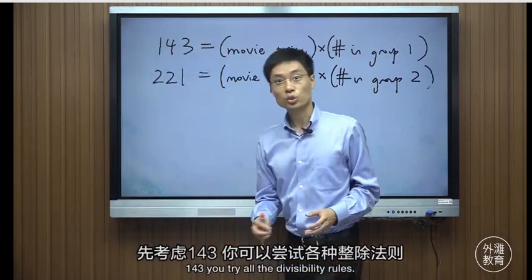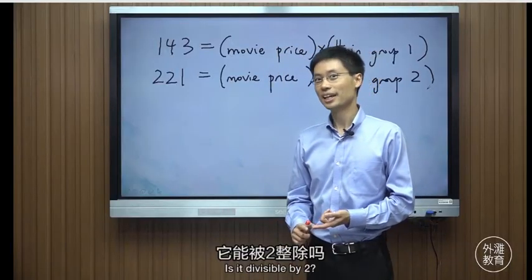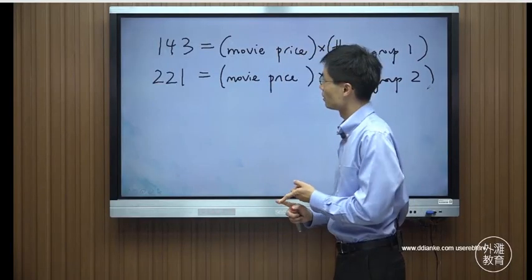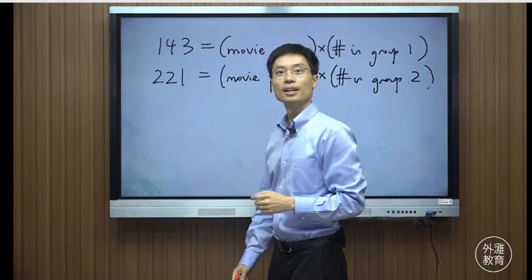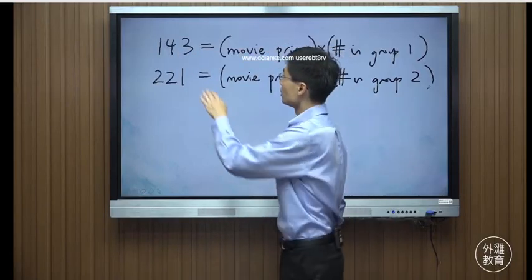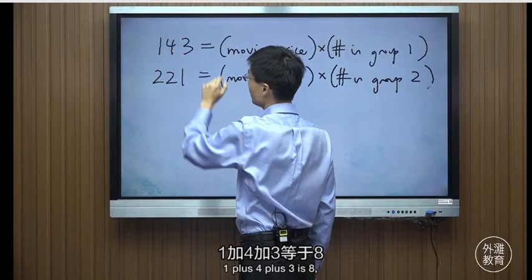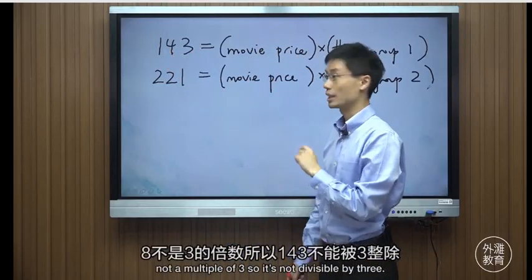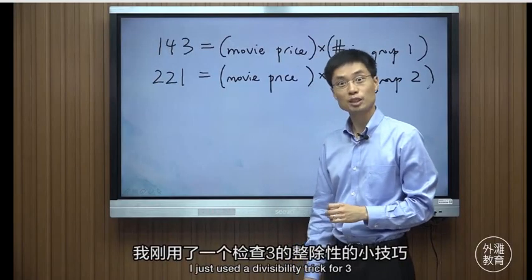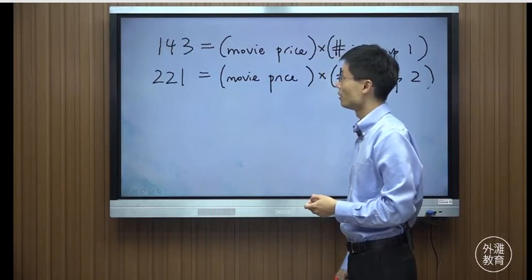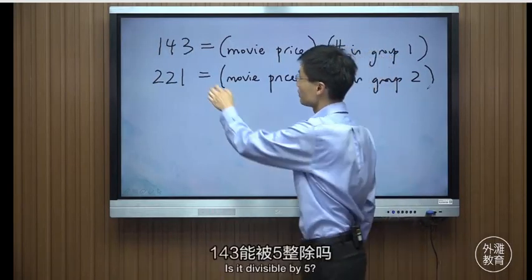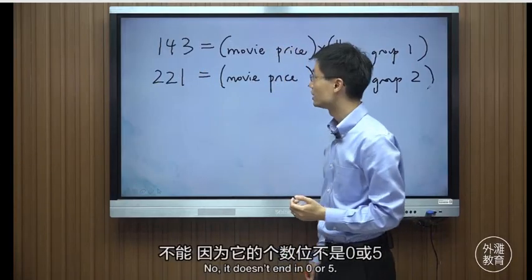143, you try all your divisibility rules. Is it divisible by 2? No, it's odd. Is it divisible by 3? 1 plus 4 plus 3 is 8, not a multiple of 3, so it's not divisible by 3. I just use a divisibility trick for 3. Or you could have just tried. Is it divisible by 5? No, doesn't end in 0 or 5.